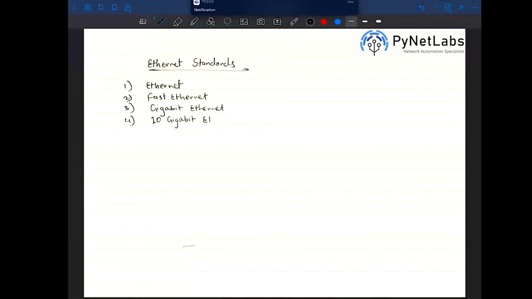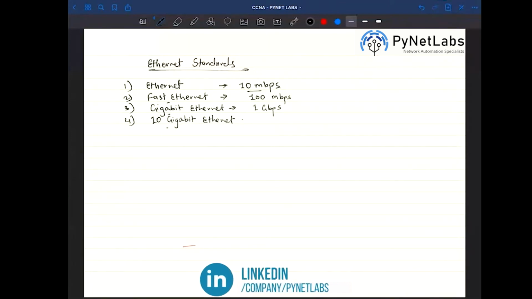Cool. Ethernet gives you a speed of about 10 Mbps, which means that you can forward and receive data traffic at the speed of 10 Mbps. And with Fast Ethernet, the speed increases with each standard. With Fast Ethernet, you can forward and receive traffic at 100 Mbps. With Gigabit Ethernet, you can send and receive data at 1 Gbps. And with 10 Gigabit Ethernet, you can forward and receive traffic at 10 Gbps. That's how speeds differ according to the Ethernet standards.